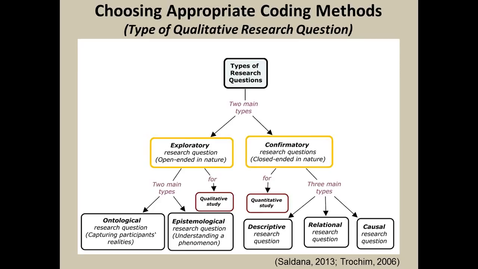Under the qualitative research question, we have two main types. We have ontological research question and epistemological research question. So ontological research question, you are capturing participant reality. You want to really capture the lived experience of participants. You want to capture their reality. Because of that, it's called ontological research question. Epistemological research question is more about, epistemology is the study of knowledge. So you want to really understand the phenomenon. A research question that's focused on understanding the phenomenon that you want to study is an epistemological research question.